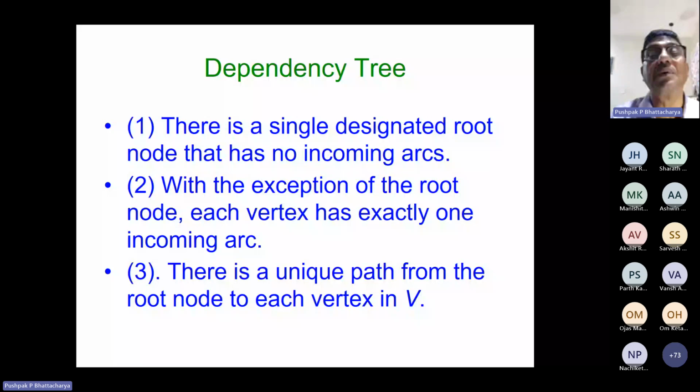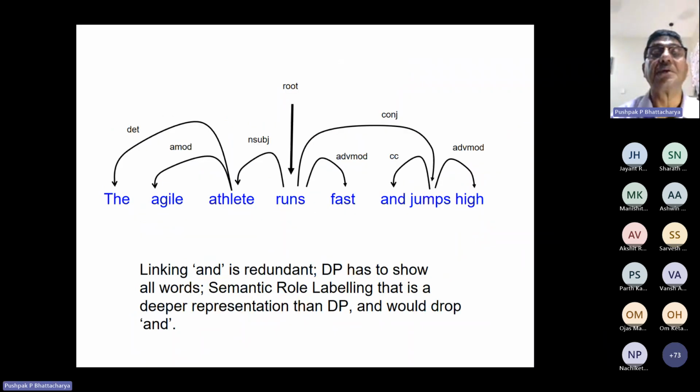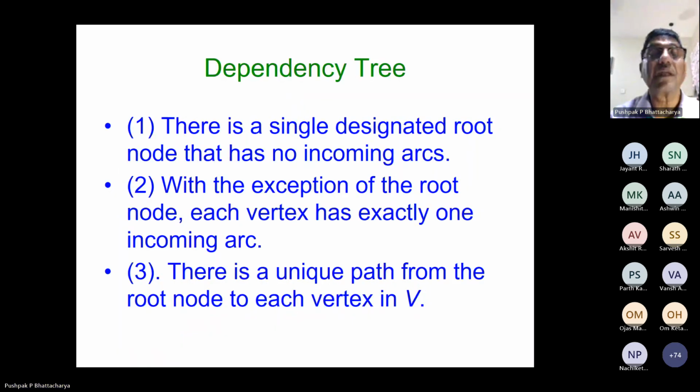So, some notes for the dependency tree. One, there is a single designated root node that has no incoming arcs. Okay, the root node doesn't have any incoming arcs. So here is the root. You see on this there is no incoming arc, but there is an outgoing arc. With the exception of the root node, each vertex has exactly one incoming arc. So that's why it is a tree. Every node has exactly one incoming arc except for the root node.